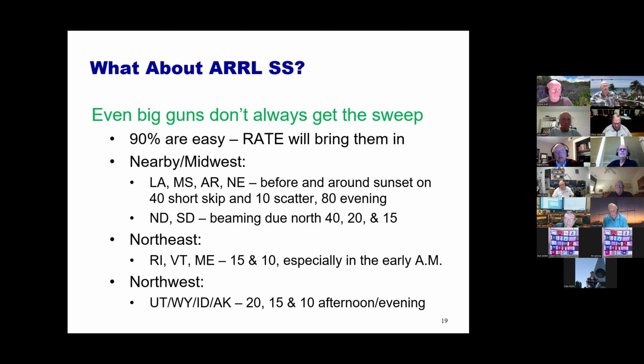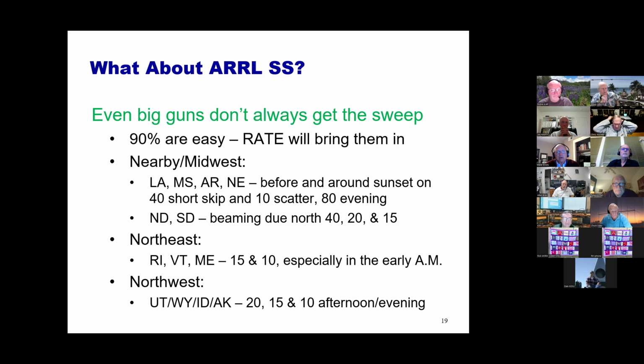The Northeast, Rhode Island, Vermont, Maine, VO1, VE1, they're hard to come by if there's not somebody like VY2SS or VY2LI on. But 20 meters right at sunrise is when you can find those guys. And then 15 and 10 meters in the early morning when the band is not absorbed and the skip is long, we are screaming into that area from down here. And so you should be able to find them then.